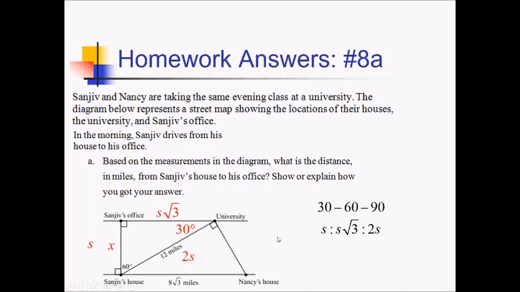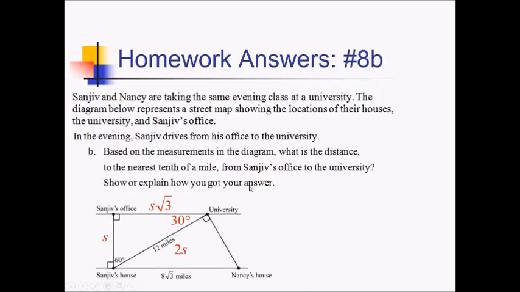So to get s, we need to set one of these expressions equal to an actual number. The only number we have on this triangle is this 12 miles. So we can say that 2s equals 12. So then dividing by 2, we get s equals 6. Now backtracking a little bit, x is the same thing as s. So that means that x equals 6 miles. So 6 miles from Sanjeev's house to his office.